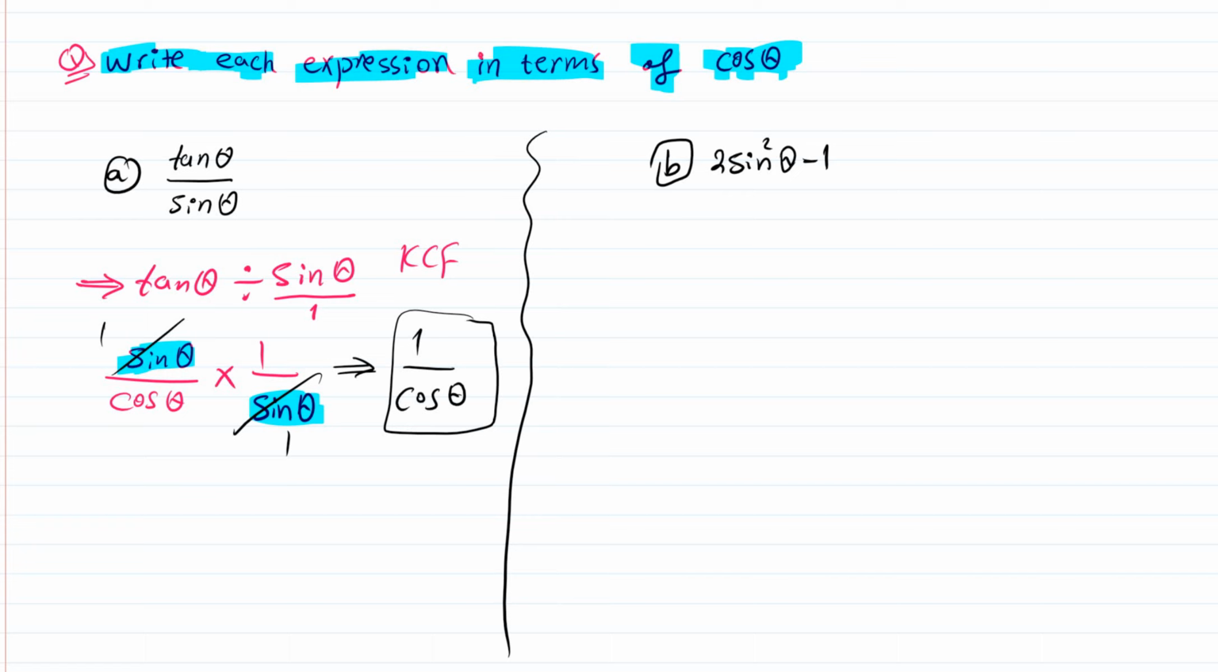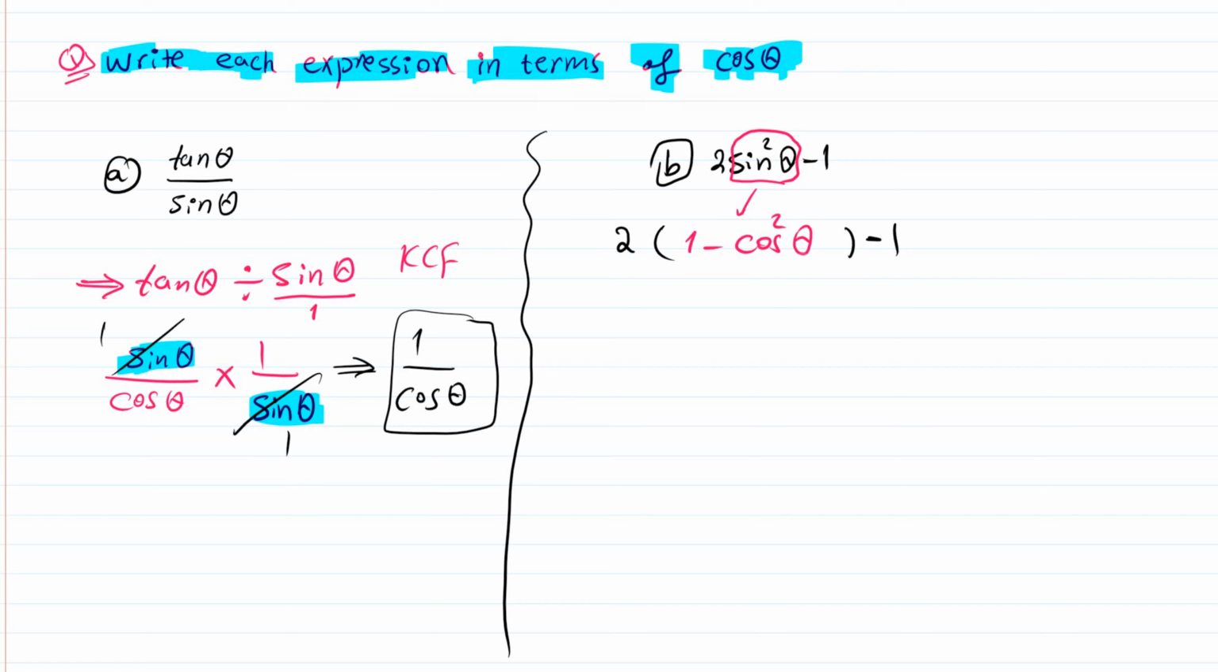Okay, we have a second question here. We have sine square theta. We know that sine square of theta in identity is equal to 1 minus cosine square of theta. So we will write 2 outside the bracket minus 1. I will rewrite these. Why? Because I know that sine square of theta equals 1 minus cosine square of theta.